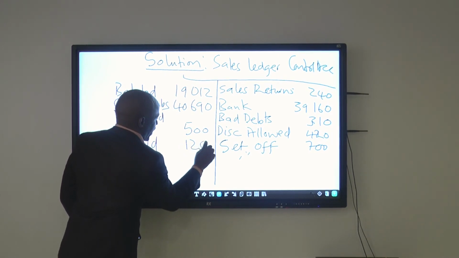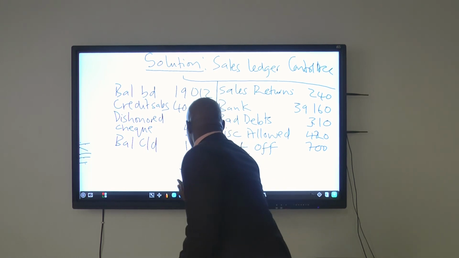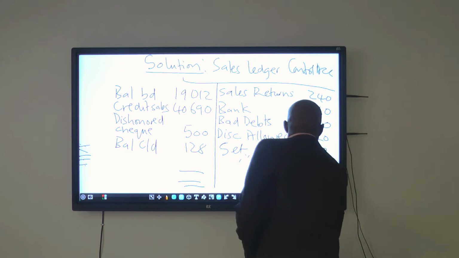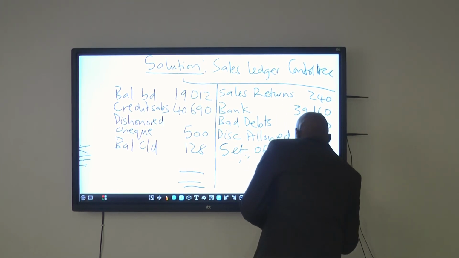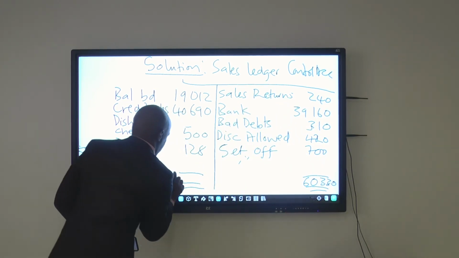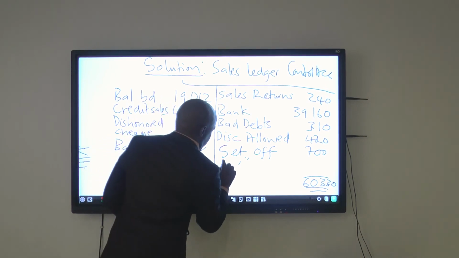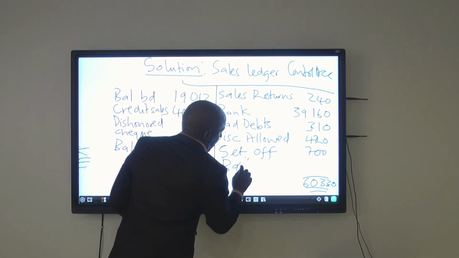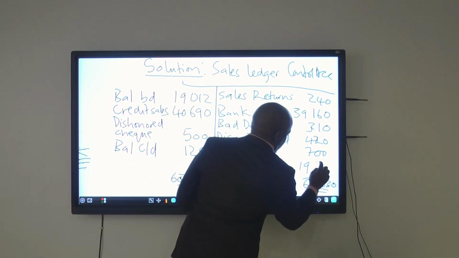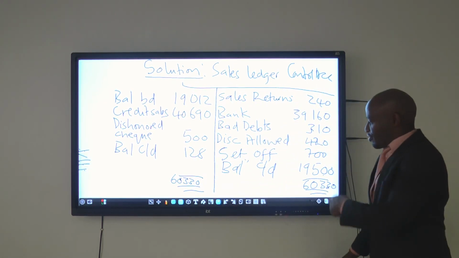The last transaction that we have there is the closing or the credit balance, which we said balance CD is 128. Now let's balance off this account quickly. So here we've got 60,330 on both sides. Hence, our balance CD is 19,500.